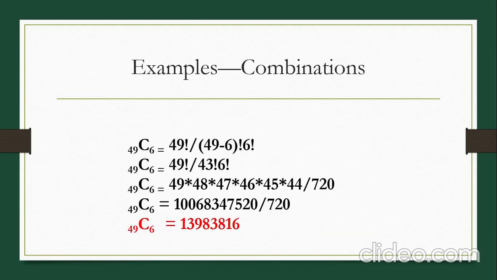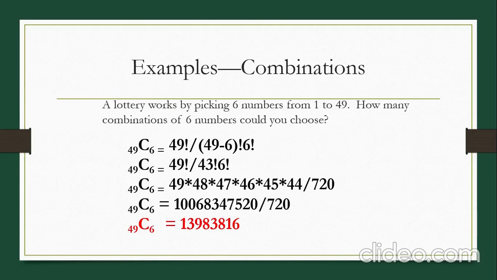Okay. Next, we have a lottery that works by picking 6 numbers from 1 to 49. How many combinations of 6 numbers could you choose? So, for example, you are playing a 6/49 lottery game. Okay.